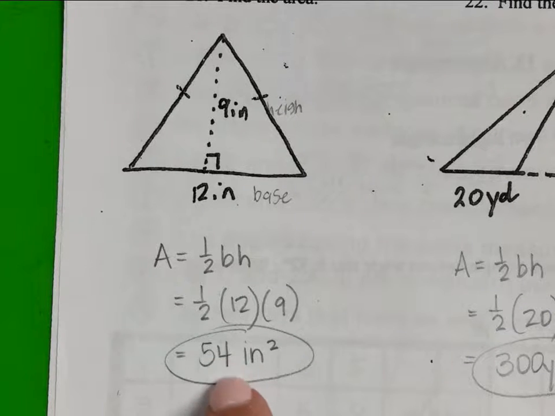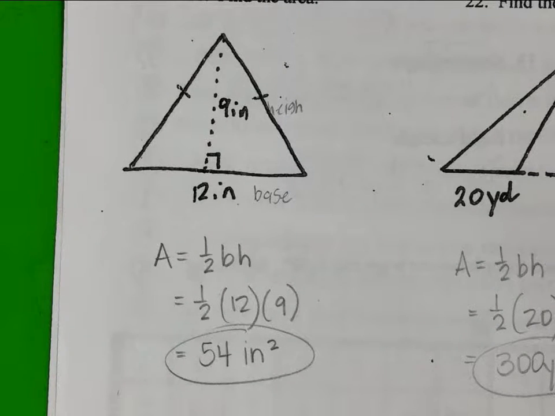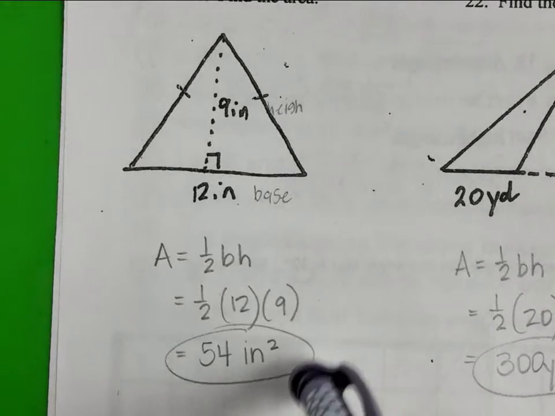You have to remember that it's in inches squared. So on your answer, it needs to have your units right there. Area is always squared, so it's inches squared. I don't think I told you that when we were working out that problem. So make sure that you have 54 inches squared. Okay.